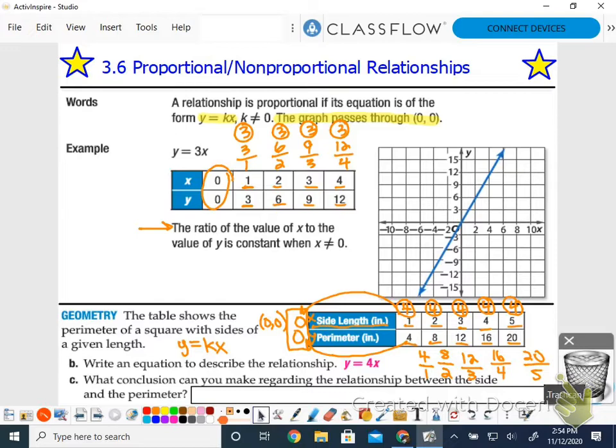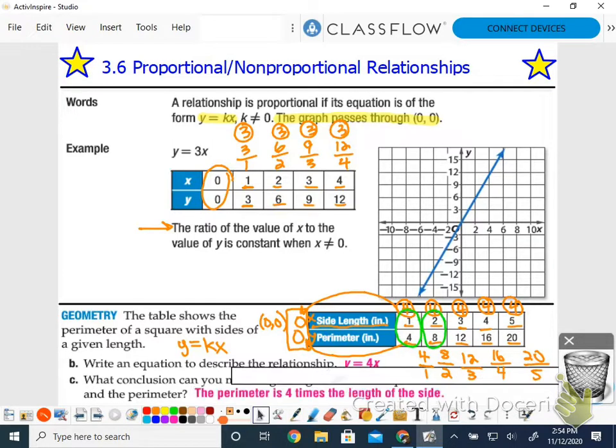What conclusion can you make regarding the relationship between the side and the perimeter? If we go back to that table, we can see that if the side length is 1, the perimeter is 4. If the side length is 2, the perimeter is 8. Maybe look at a few more of those. Seems like if you know your side length, you just find your perimeter by multiplying by 4. In other words, the perimeter is 4 times the length of the side.